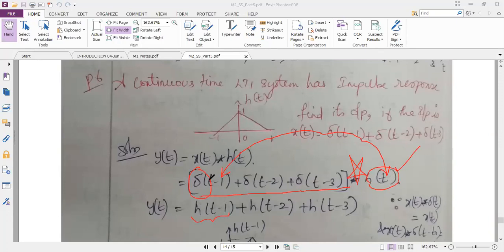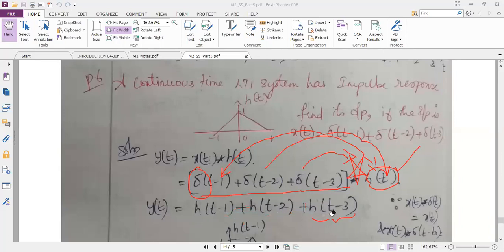So I can write now delta of t minus 1 convolution with h of t as h of t minus 1. Similarly, plus I'm going to convolve these two now. Delta of t minus 2 convolution with h of t is h of t minus 2, plus the third one, delta of t minus 3 convolution with h of t is h of t minus 3.